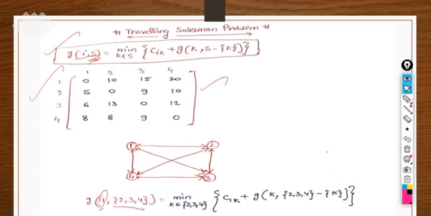So 2, 3, 4. These are the three other vertices that you need to cover from one itself. So the formula is the minimum over k belonging to S. What is the S value? 2, 3, 4 are the S value. So you need to find out the cost for each and every k value here. So again you have to use the same formula here in a recursive manner.